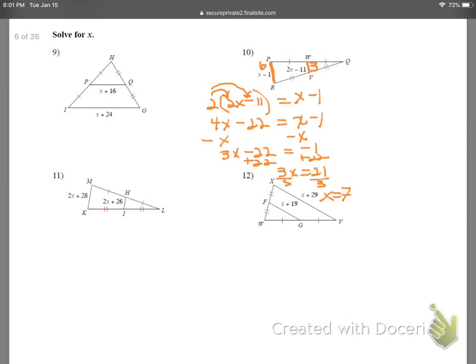So 11, HI has to be a mid-segment because I see that these hash marks indicate that H was a midpoint, and these hash marks indicate that I was a midpoint. Okay, so let's get rid of some of those extra markings. Okay, HI is parallel to MK. 2 times HI equals 1 times MK. So 2 times 2x plus 26 equals 2x plus 28.